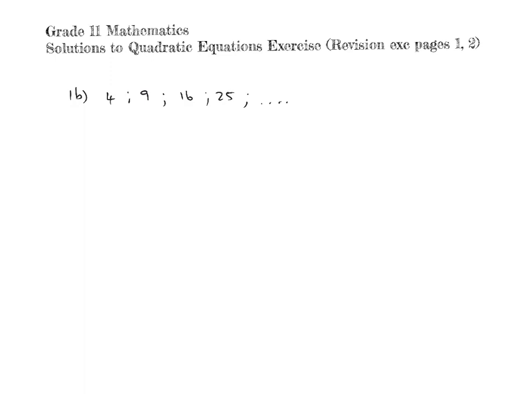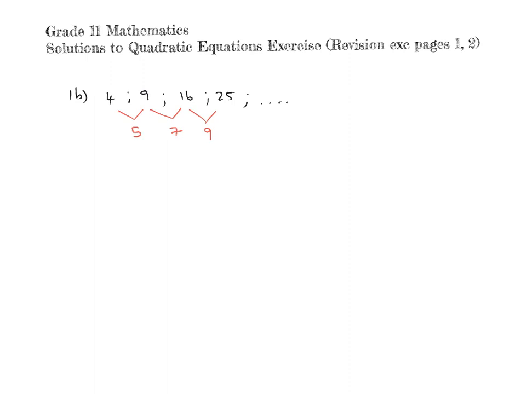Let's look at question 1b: 4, 9, 16, 25, and so the series continues. So what we first work out is the first differences. Remember, for a quadratic, the first differences will form a linear pattern, an arithmetic sequence. So what do I need to add to 4 to get to 9? That, of course, is 5. What do I need to add to 9 to get to 16? That's 7. What do I need to add to 16 to get to 25? And that is, of course, equal to 9.